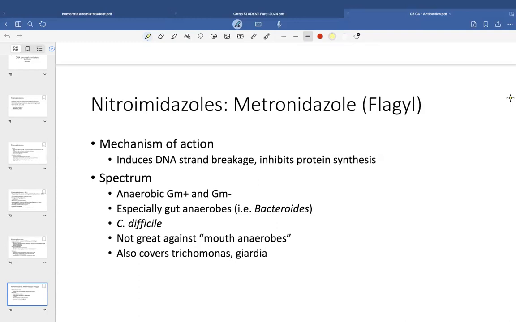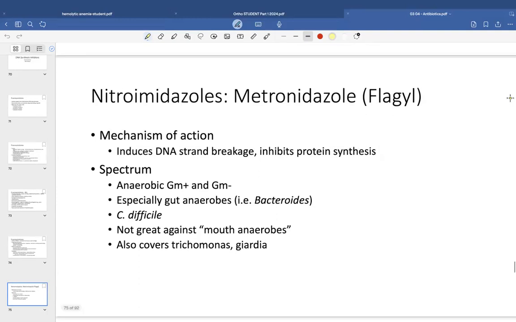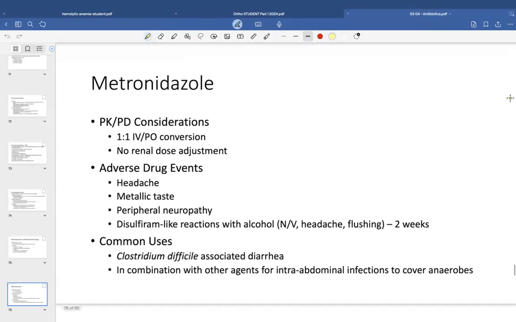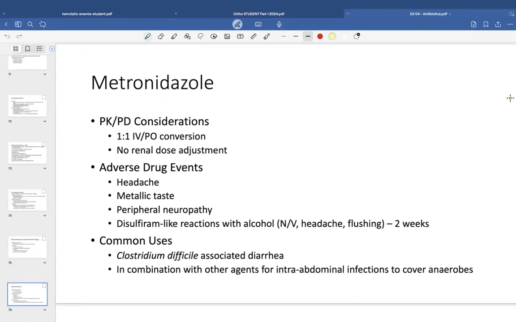Flagyl is one of those drugs where you feel awful if you've ever taken it before. It gives you a disulfiram-like reaction with alcohol. So for C. diff so far, we talked about oral vancomycin and then metronidazole is our second.